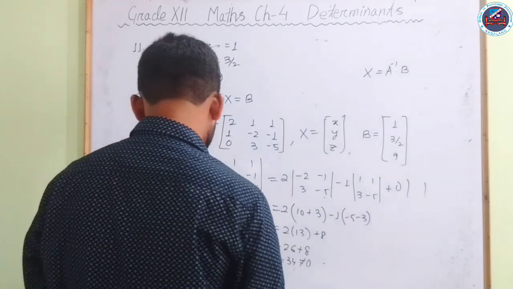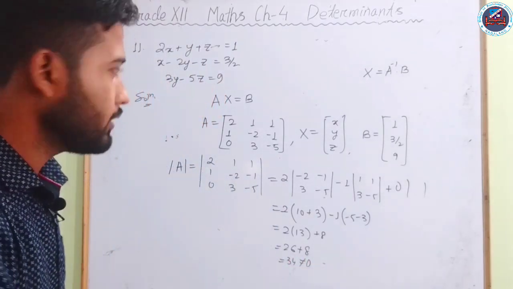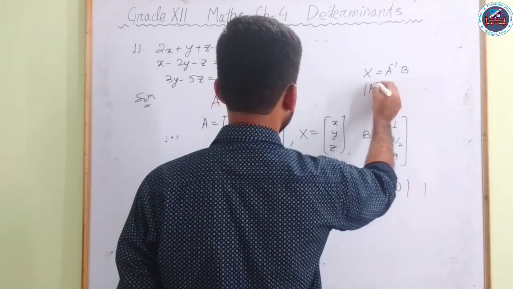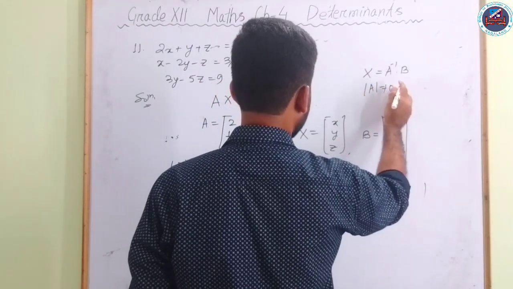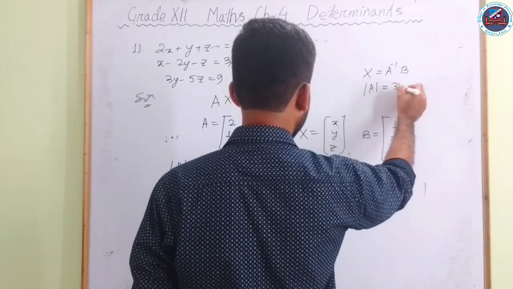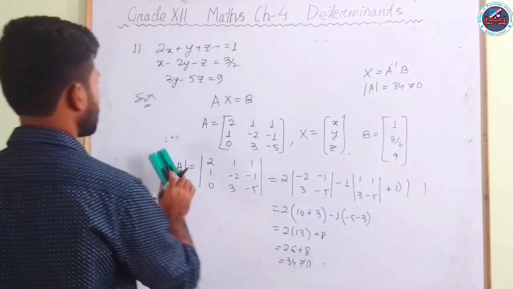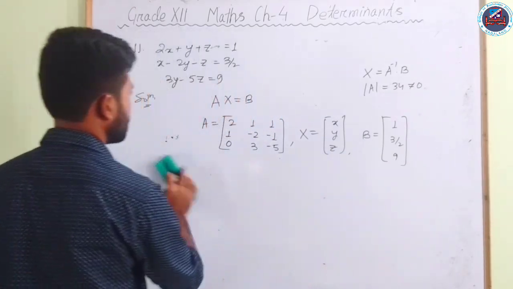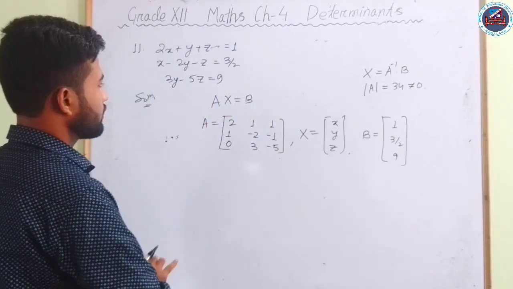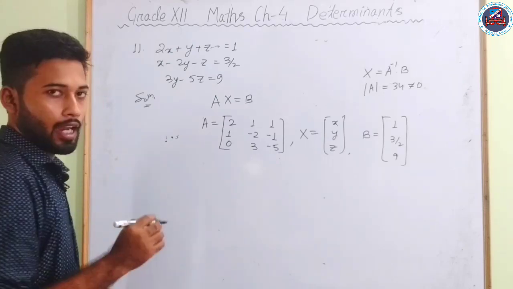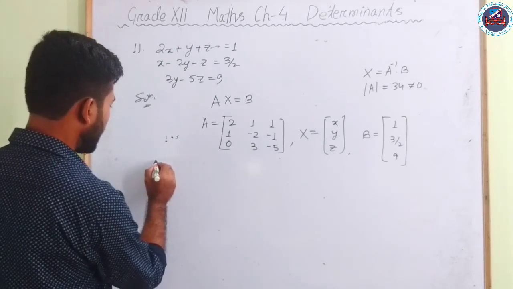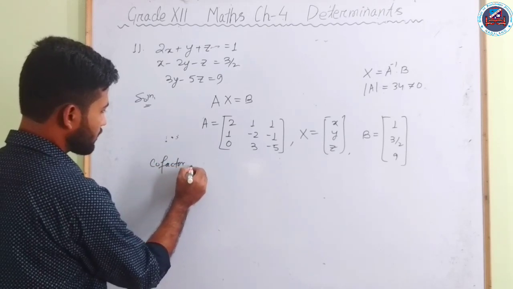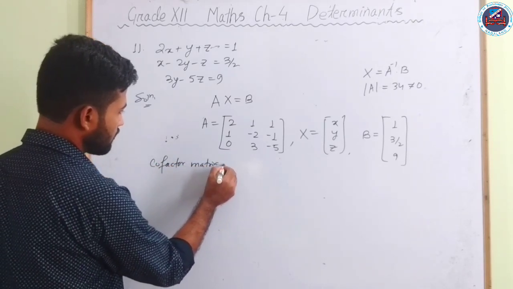Fine. Okay, now what we need to find, since our determinant of A is not equal to 0, is equal to 34, and that is not equal to 0. Okay, so our next target will be to find the adjoint of A. So to find the adjoint of A, what we need to find the cofactor matrix first, cofactor matrix of A.